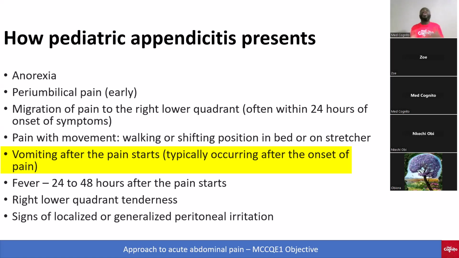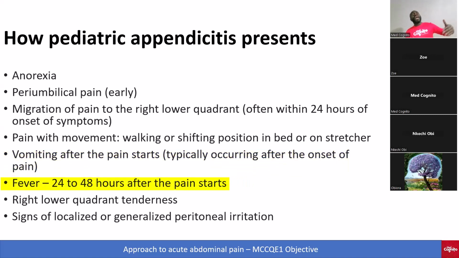So if I ask you which of these two comes first, vomiting or abdominal pain, remember abdominal pain will come first. And then they may develop fever about 24 to 48 hours after the pain starts. And they will also have right lower quadrant tenderness, and they may have signs of localized or generalized peritoneal irritation. Okay, so you've got to learn these things just like that.